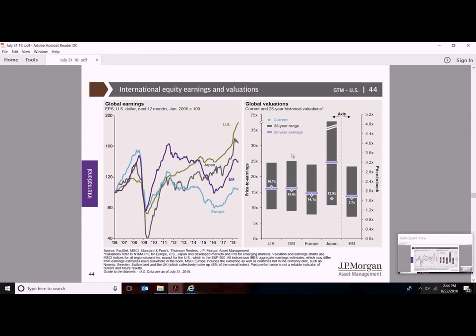So here are the developed markets. Here's the range, and here's the 25-year average, and it's currently just below its 25-year average. In Europe, also currently slightly below its 25-year average.